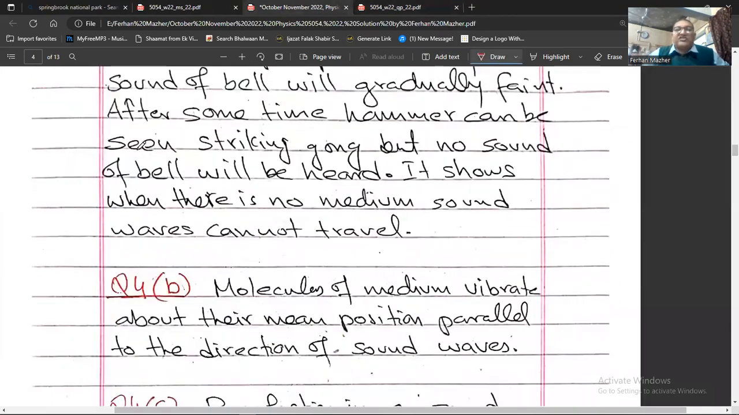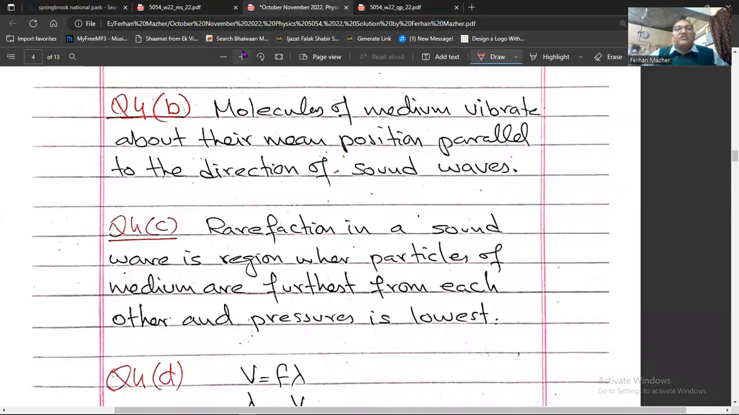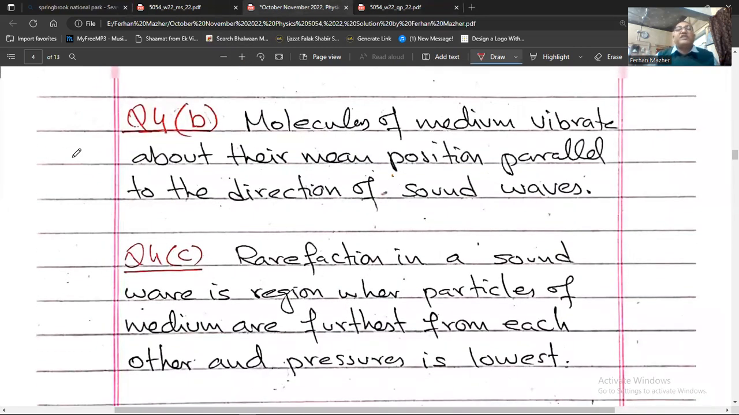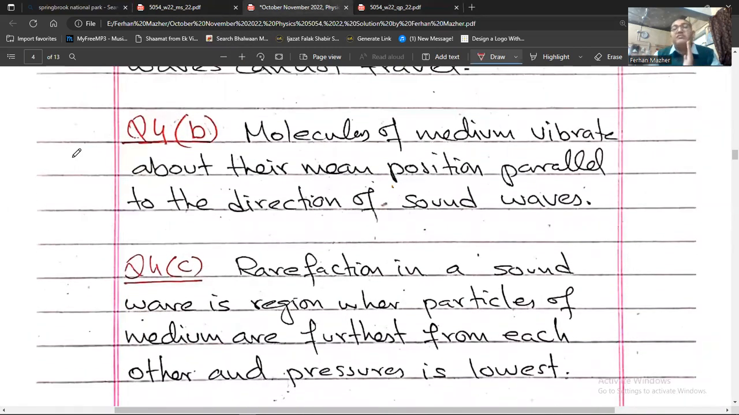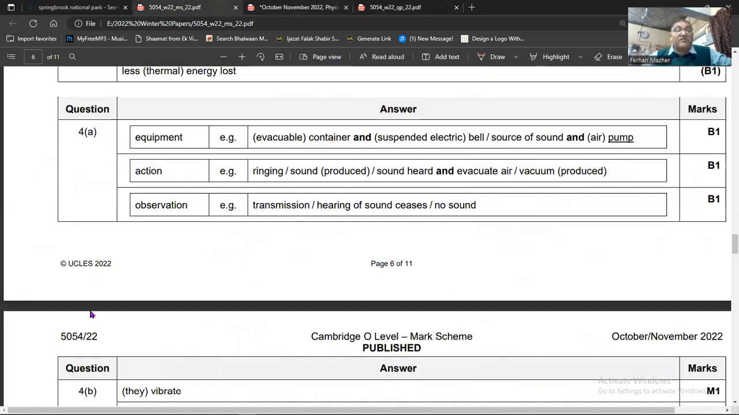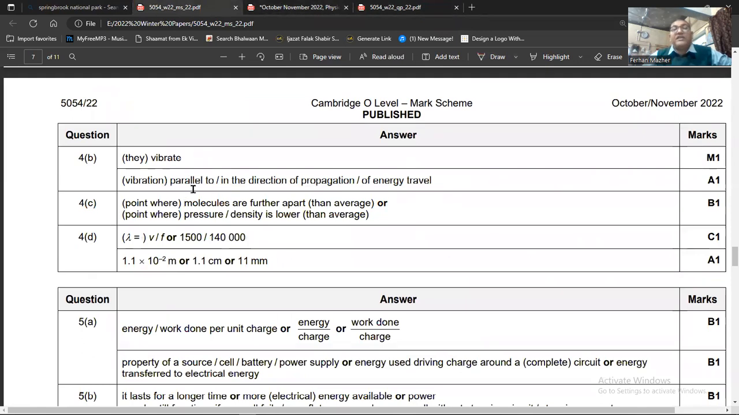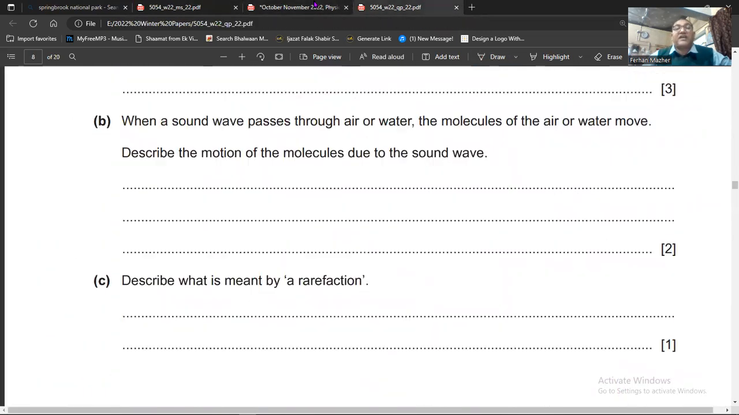So this is my answer. Molecules of the medium vibrate about their mean position parallel to the direction of the sound wave. Question number 4b part, vibrate parallel. Okay, so our answers are right.